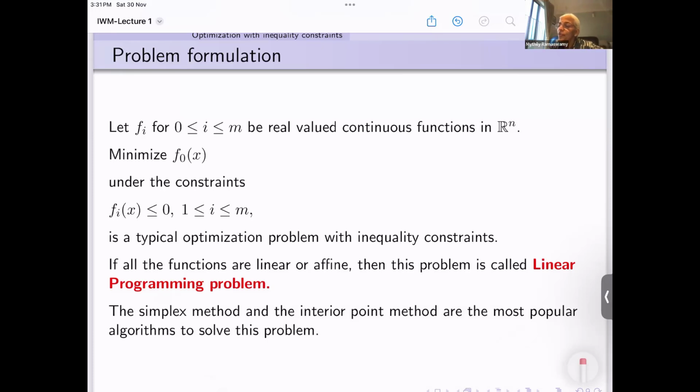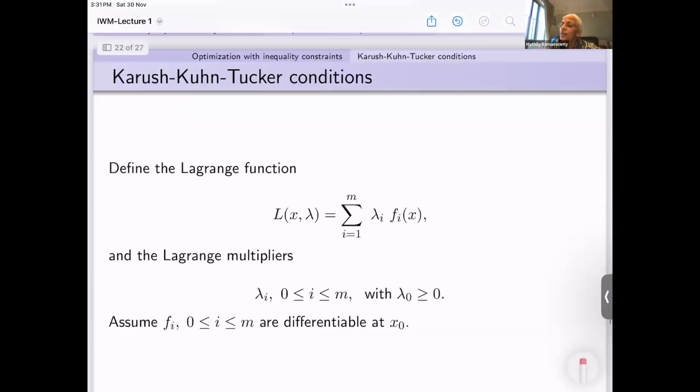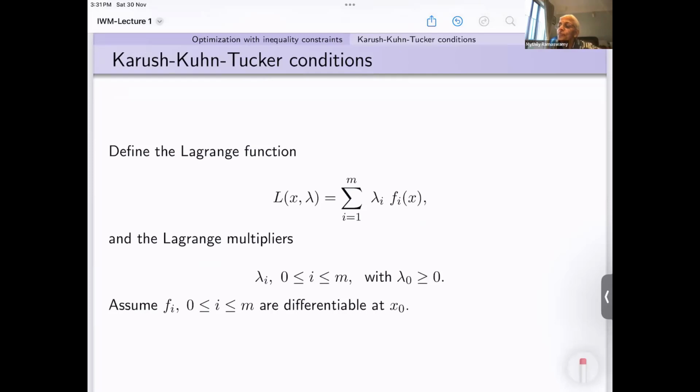Now we saw that if all the Fi's are linear or affine, it is a linear programming problem, which is very much studied, and different algorithms are available. I was looking at the other case, general functions. In particular, if it's a convex function, we can say much more. So define the Lagrange function L(x, lambda).